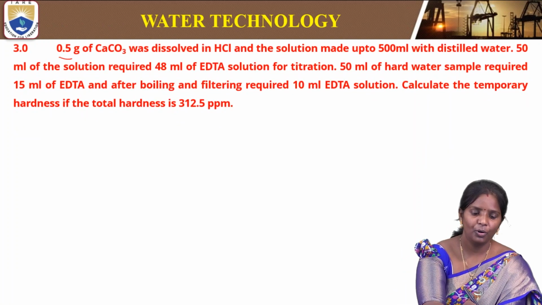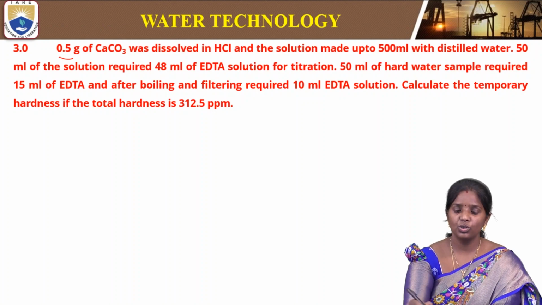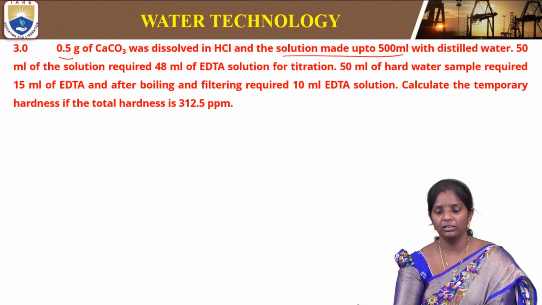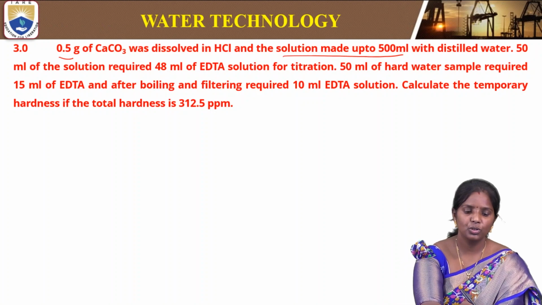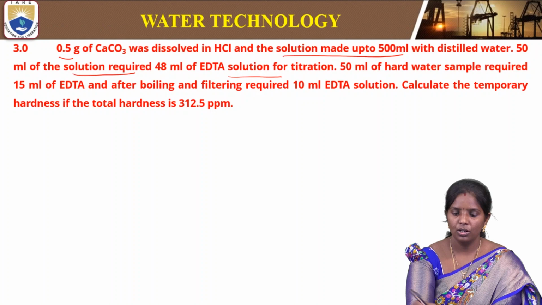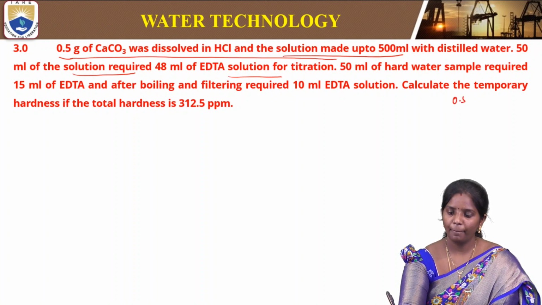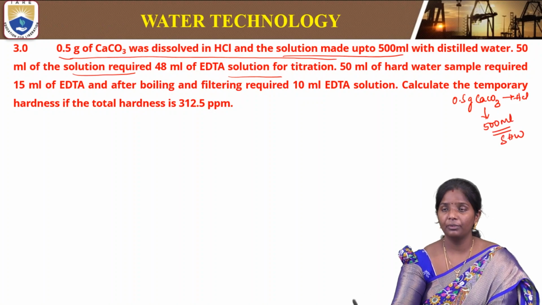Next: 0.5 grams of calcium carbonate was dissolved in HCl and the solution made up to 500 ml with distilled water. 50 ml of solution required 48 ml of EDTA for titration. So here, we are first dissolving 0.5 grams of calcium carbonate in HCl and making it up to 500 ml.